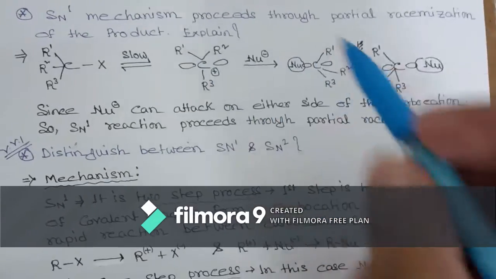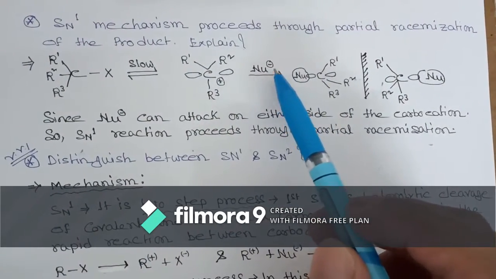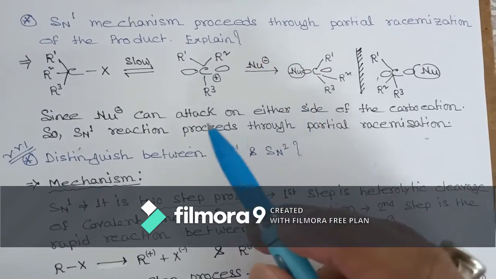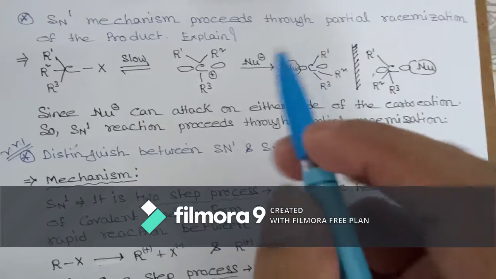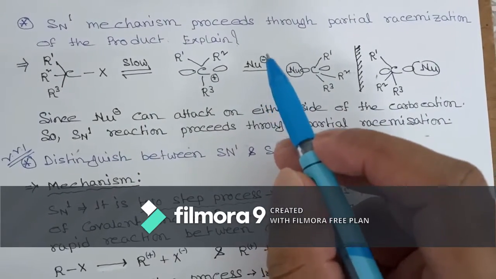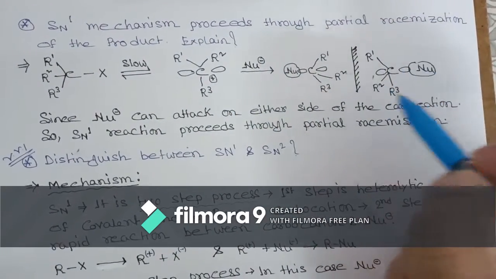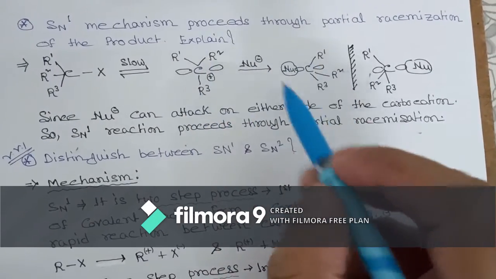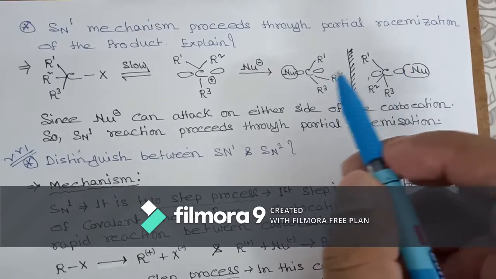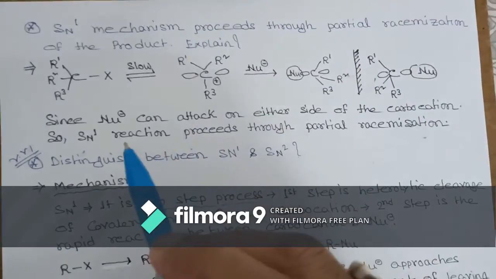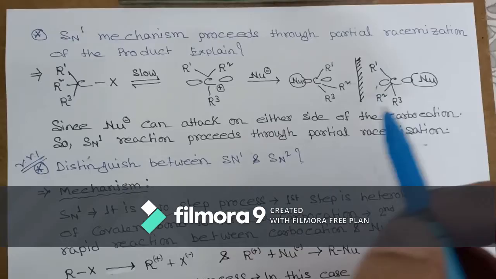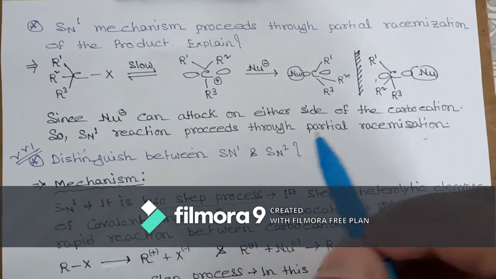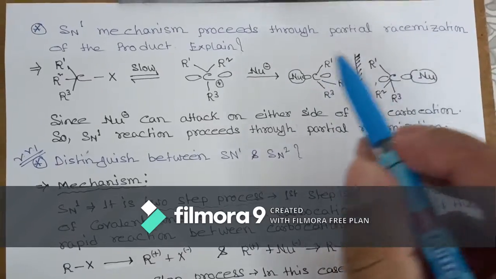Now, since the nucleophile can attack on either side of the carbocation, the SN1 reaction proceeds through partial racemization. See, when the nucleophile attacks from this side, we will get a product like this, and when the nucleophile attacks from this side, we will get a product like this, and they are mirror images of each other. So the nucleophile can attack on either side of the carbocation. So the SN1 reaction proceeds with partial racemization. This is racemization.